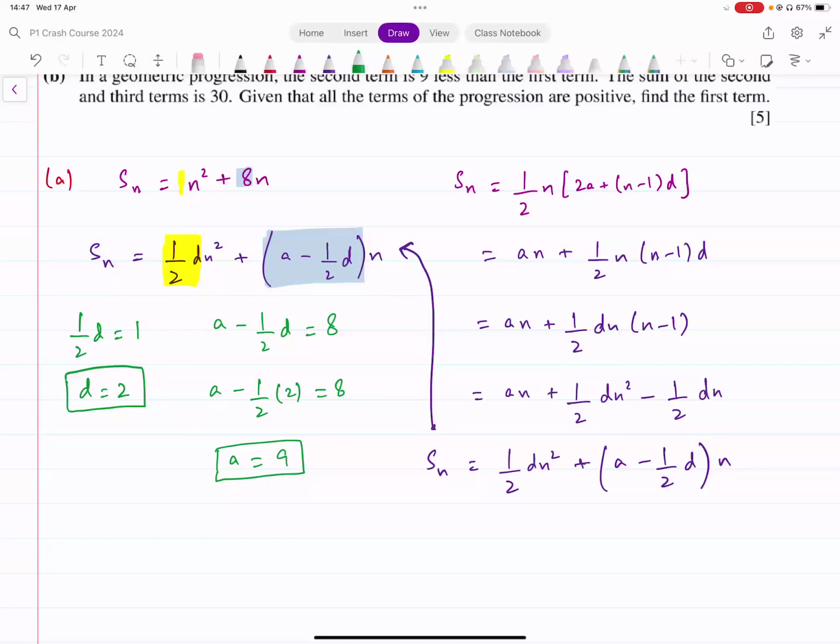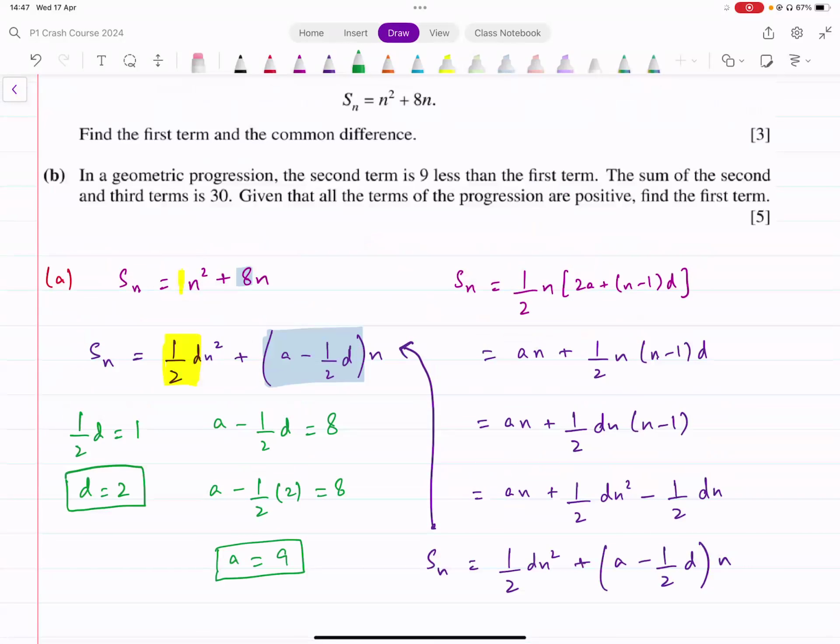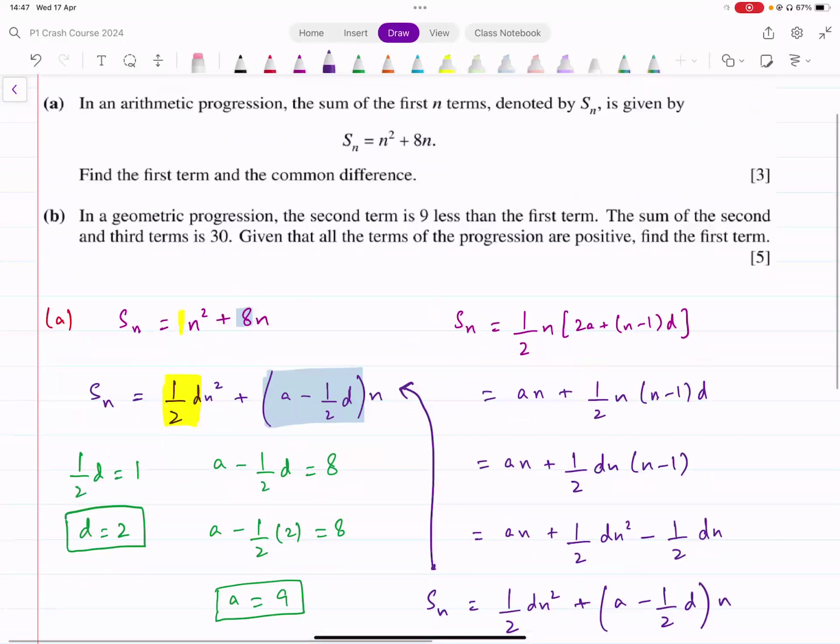Okay, so you sometimes have to do this, that you have to compare the formulas like this. When do you have to do that? When they give you a formula themselves. So they've given you a sum formula here that looks like this, n squared plus 8n. What you can do is find your own sum formula using the one that's given in the formula sheet, then compare the two to find any unknowns that you have, because both of these are sum formulas.